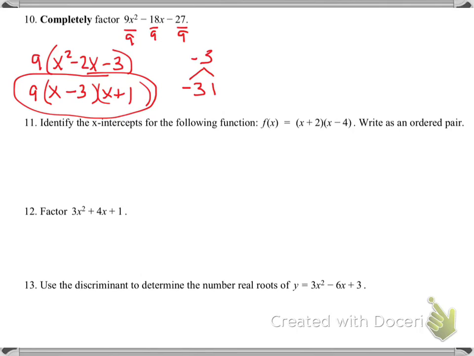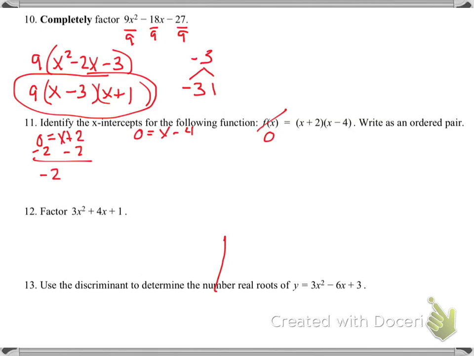Yay. All right. On number 11, make sure you pause if I'm going too fast. Number 11, identify the x-intercepts for the following function, write as an ordered pair. So if I have an x-intercept, I need to remember that my y value is 0. I'm going to set each of my factors equal to 0 then. So I have that. And then I'm going to solve for x here.